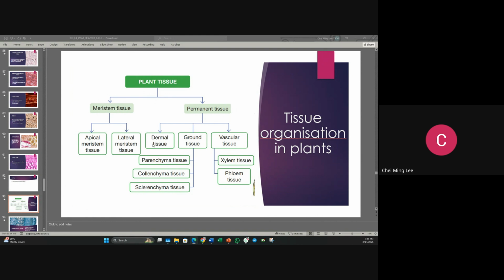For permanent tissue, we have dermal, ground, and vascular. Vascular, of course, is xylem and phloem. Ground tissue, we have parenchyma, collenchyma, and sclerenchyma tissue. All right, so jot this down. At least you need to know this. Jot this down first.